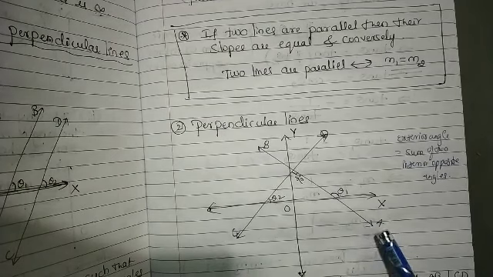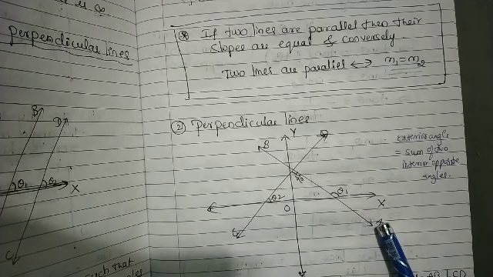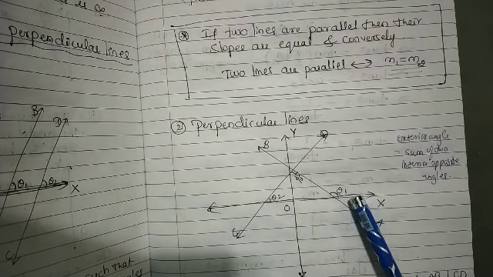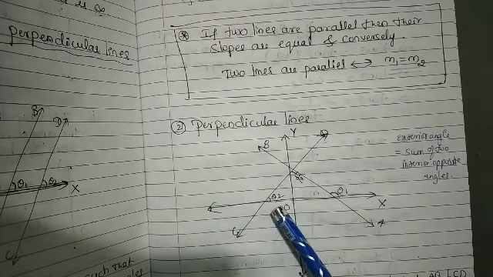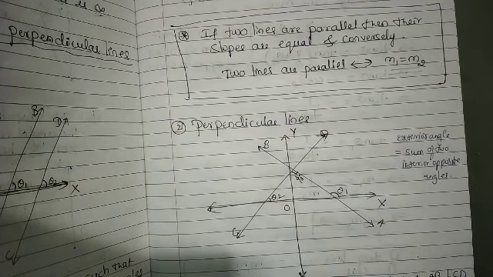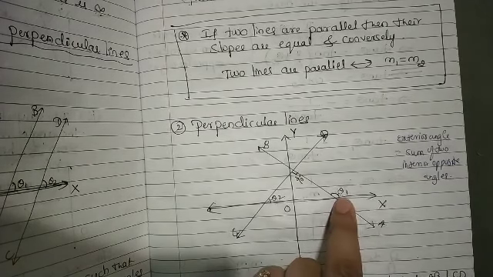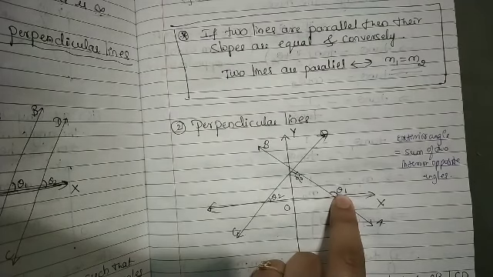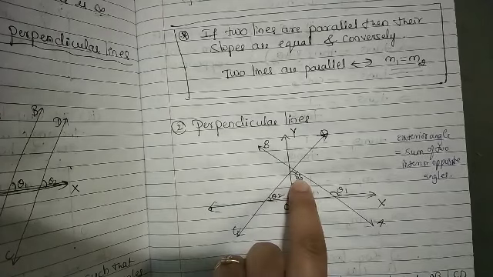What is the slope of the line AB? The slope of the line AB is m1 is equal to tan theta 1. The slope of the line CD, m2 is equal to tan theta 2. In lower classes, there is one property about geometry, that is the exterior angle. Here the exterior angle is theta 1. The interior angles are theta 2 and 90 degrees.